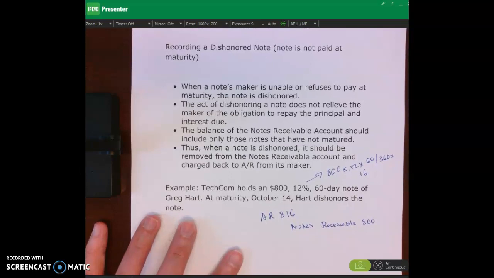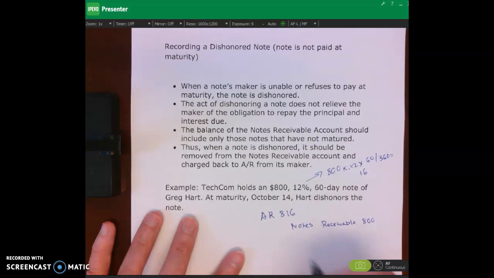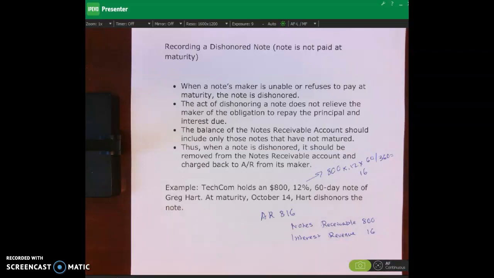And then what does my final credit go to? Because we know debits have to equal credits. I credit interest revenue for the $16. Okay? So when we don't get paid, we don't just write it off, we move it to accounts receivable.